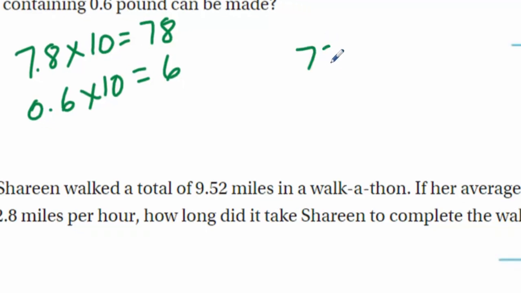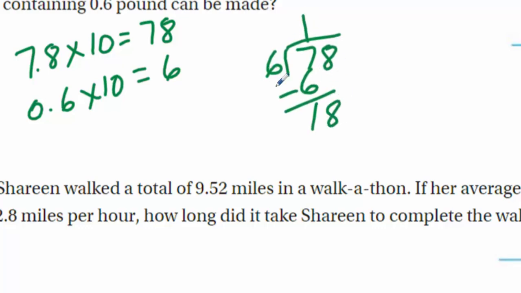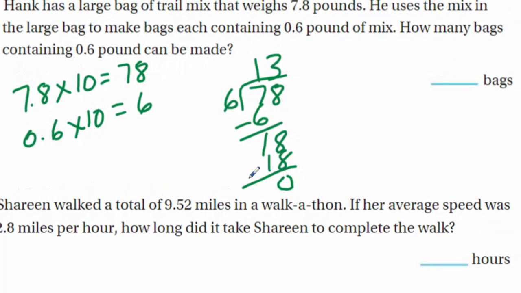So if I were to take 78 and just divide by 6, you can see this 6 is going to go into 7 one time. I need to subtract. I bring down my 8, and then nicely this works out to 3, giving me 18 with none left over. So I end up with 13 bags.